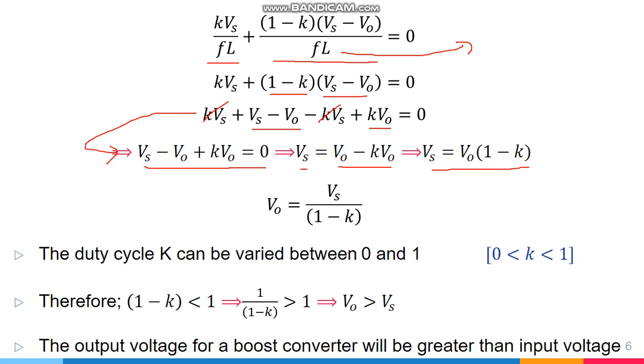And finally, the output voltage V naught is equal to Vs over (1 minus K), where K is the duty cycle and it can be varied from 0 to 1, that is from 0% to 100%. Therefore, since K is between 0 and 1, the 1 minus K term is also less than 1 and its reciprocal will be greater than 1. Therefore, V naught will always be greater than Vs. The output voltage of a boost converter will be greater than the input voltage.